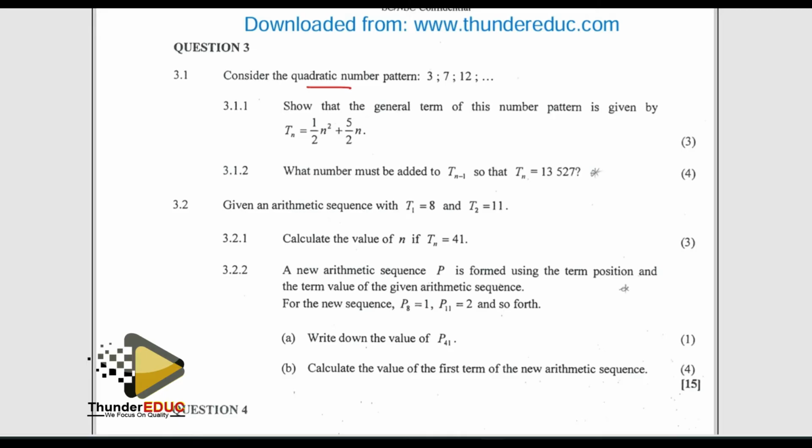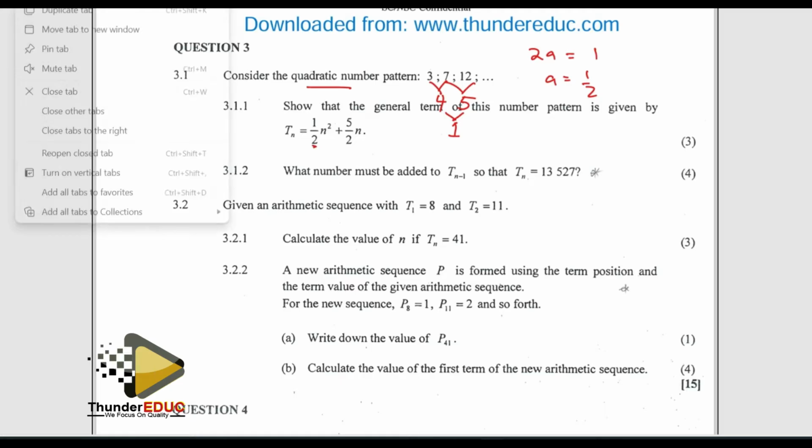Remember, by definition, a quadratic pattern must have two differences. To move from 3 to 7, that's a plus 4. Then that is a 5, which means our second difference here is just a 1. So this is represented by 2a. Divide both sides by 2, which means a is a half.